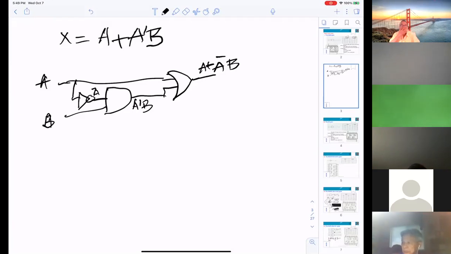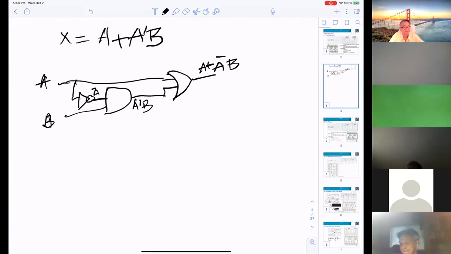So, Mr. Pham, it looks like the key to this is to do the first part first, which would be the NOT A B. You get a NOT A B, right? Yes, sir. Then OR with what? OR with A. Okay.